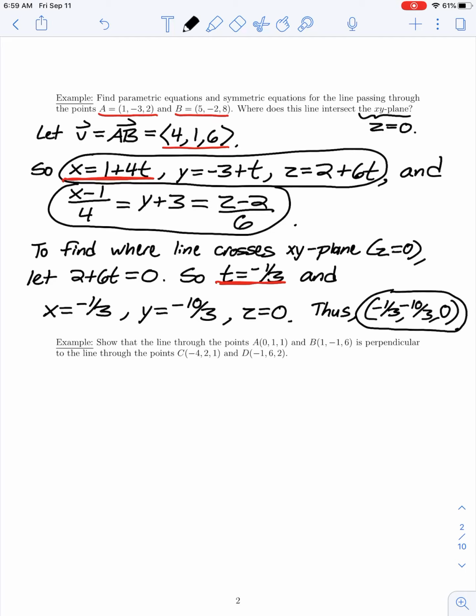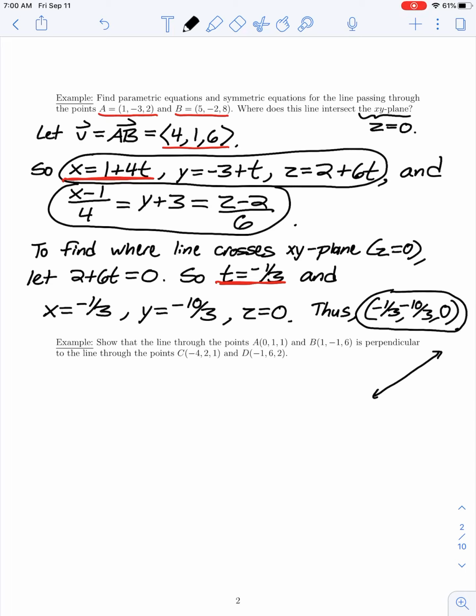Now in our next example, we are asked to show that the line passing through the points A and B, whose coordinates are given, is perpendicular to the line through the points C and D, whose points are given. So let's think about how we could show that two lines in space are perpendicular to one another. A little illustration here.